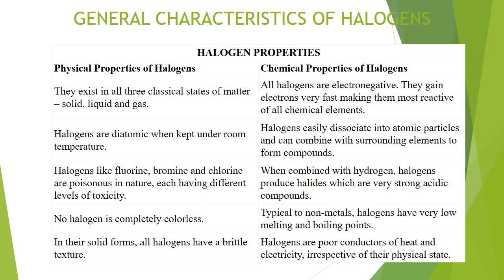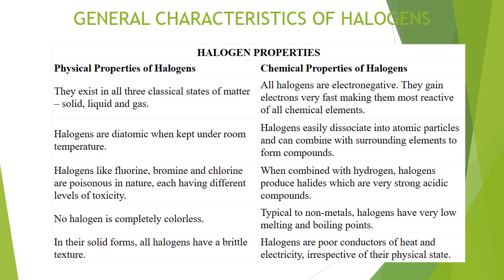All halogens are electronegative. They gain electrons very fast, making them the most reactive of all chemical elements. Halogens easily dissociate into atomic particles and can combine with surrounding elements to form compounds. Third, when combined with hydrogen, halogens produce halides, which are very strong acidic compounds.